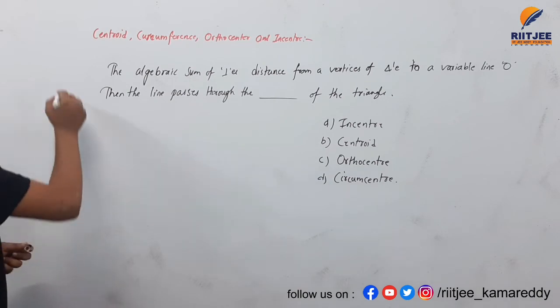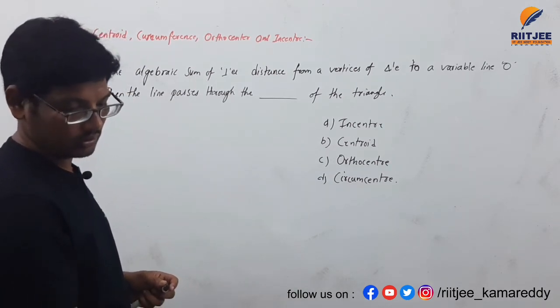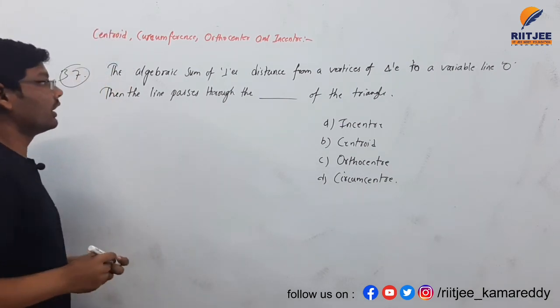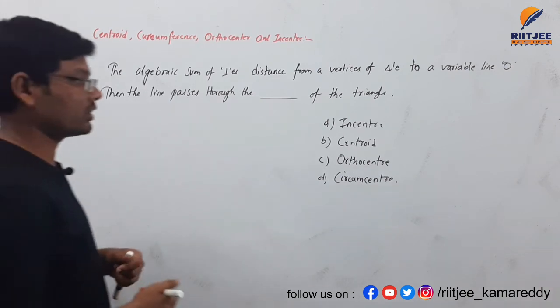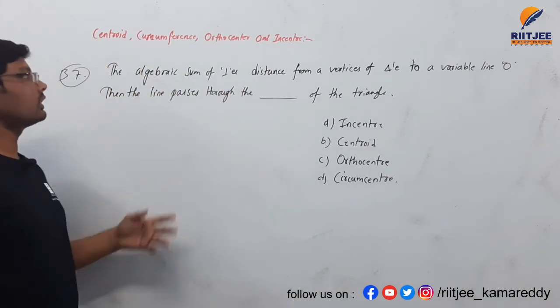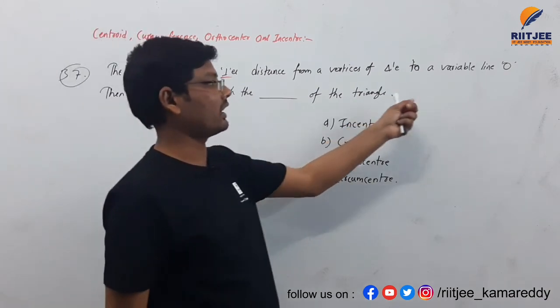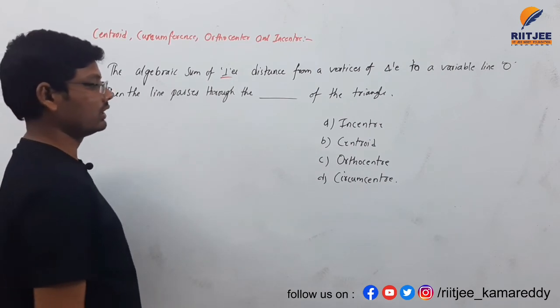The question number is 37 here. If you look at this question, it is related to centroid, circumcenter, orthocenter and incenter. We have already discussed all the different types of centers in one class. So here, the algebraic sum of perpendicular distances from the vertices of a triangle to a variable line, then the line passes through. This is the question here.